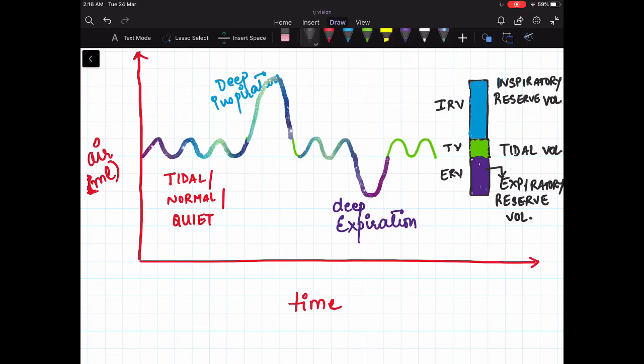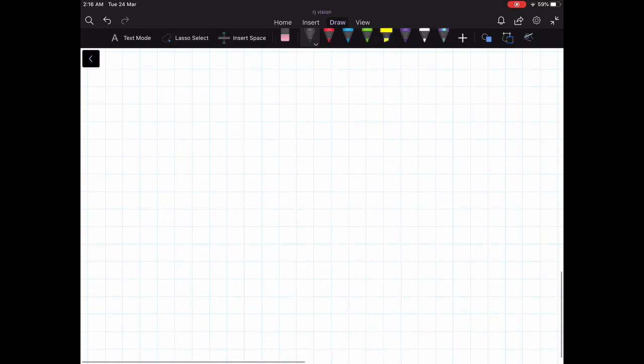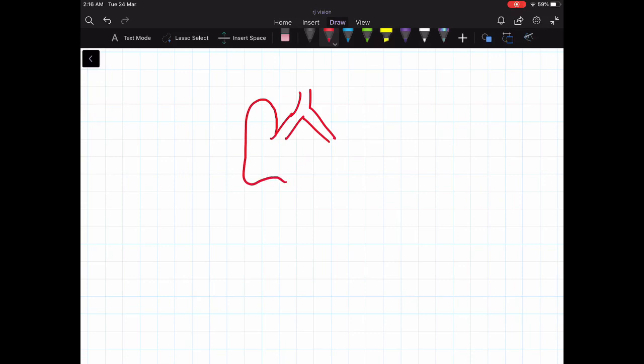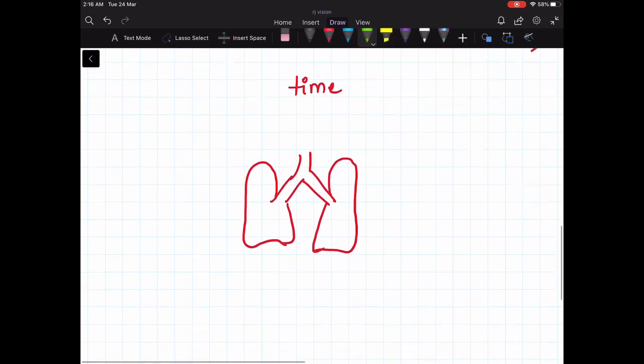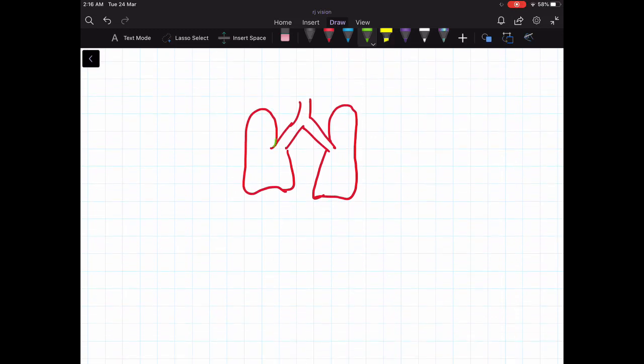Now just consider this fact. You have lungs. Obviously you have lungs. This is that lung. This is the bronchi. And this is the lung. Now, consider you do deep inspiration. This is the lung when you're not inspiring or expiring. It's a stable, stationary lung.